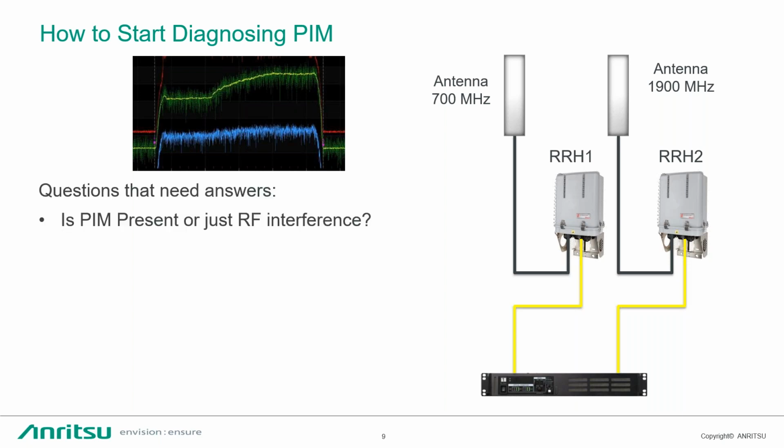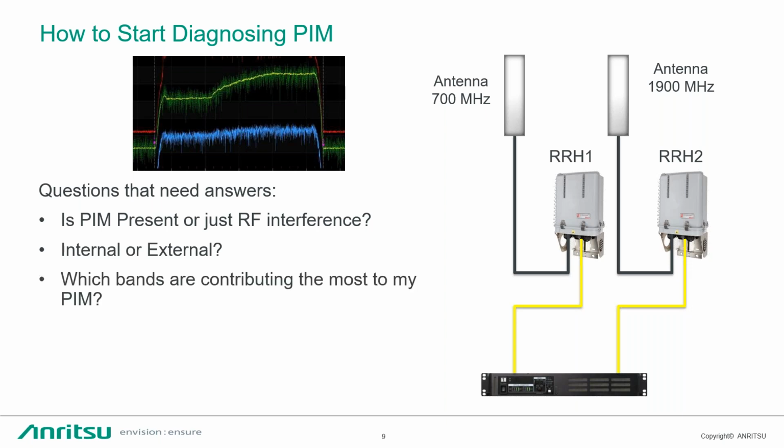The first is, and I've gone through these questions before, is PIM present or is it just RF interference? Sometimes you can tell, and many times you can tell, but sometimes you can't. Is it internal or external? Which bands are contributing most to my PIM, which relates to how you troubleshoot the PIM. So it's important to know which bands are the major contributors.